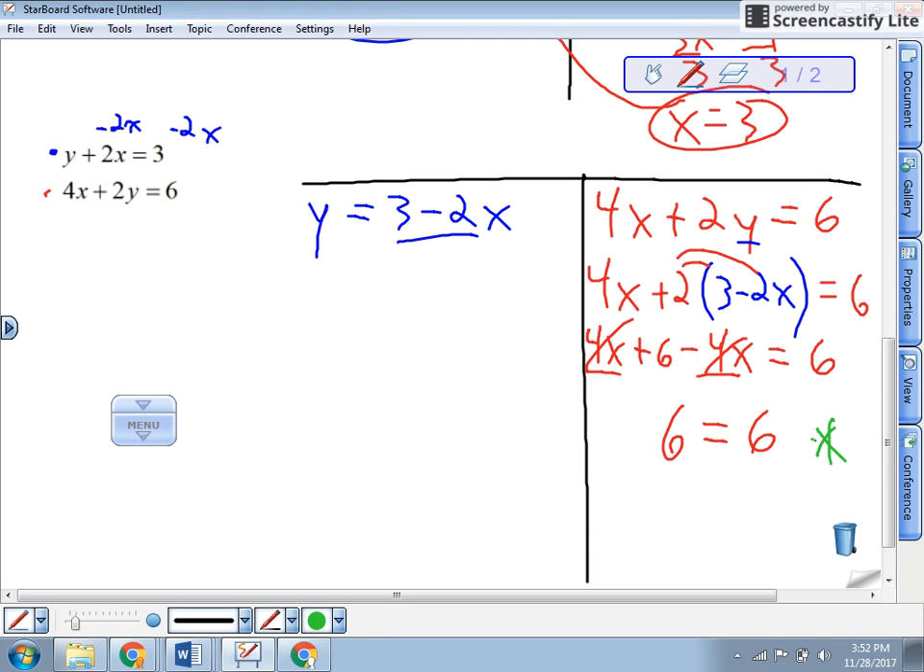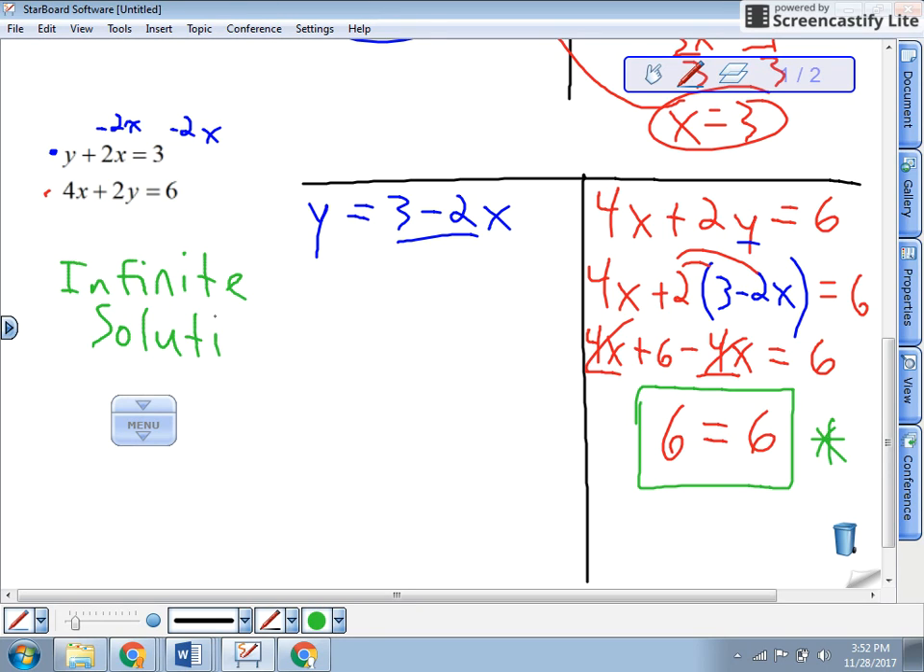Uh-oh, there's an example where a number equals itself. There are no more variables. So this would be an example of infinite solutions, and we would just write infinite solutions. And if I got these equations into slope-intercept form, you'd see that they'd be the exact same line. So you're done. That's infinite solutions.